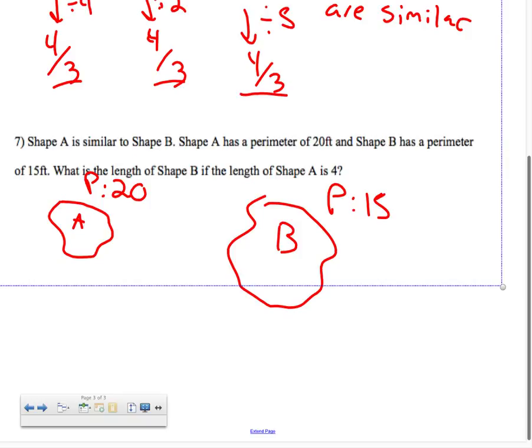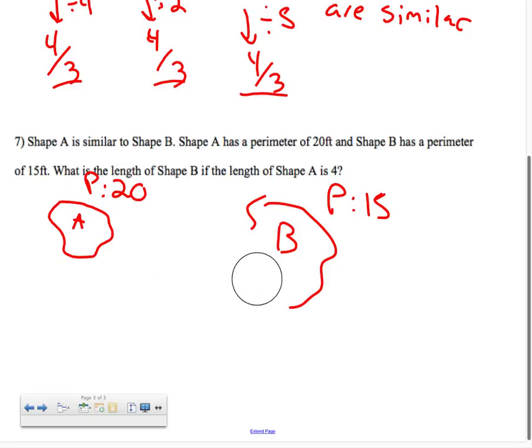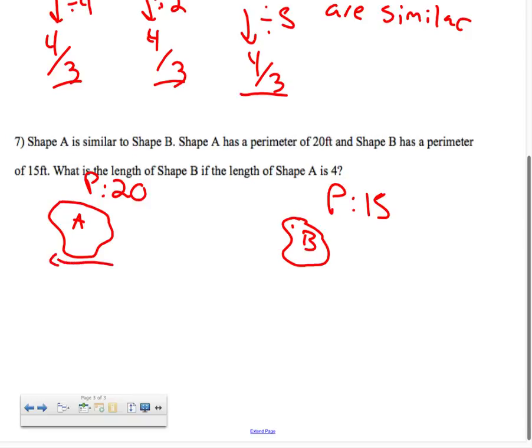I probably should have drawn shape B a little shorter. Let's do that actually. That way it doesn't look confusing. So shape B having the smaller perimeter is probably the smaller piece. So I'll do, that's B. So it says if the length of shape A is 4, so we'll call this the length of shape A is 4, how long is shape B? Assuming that's similar and we want to keep the similarity.